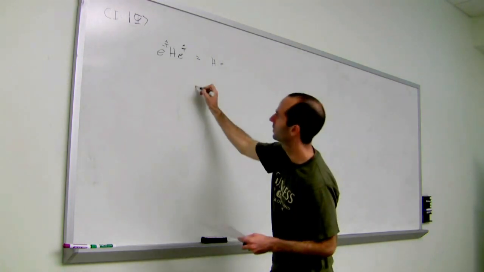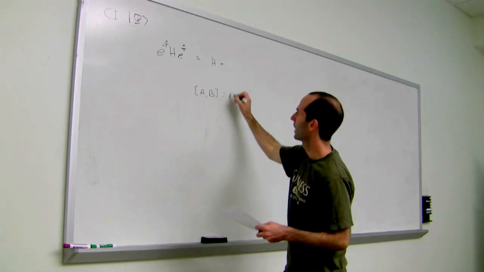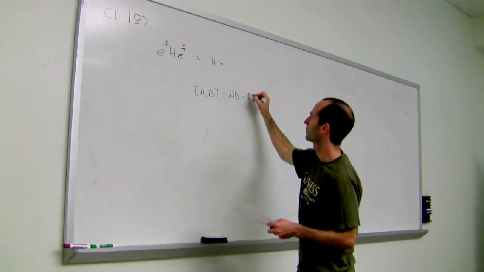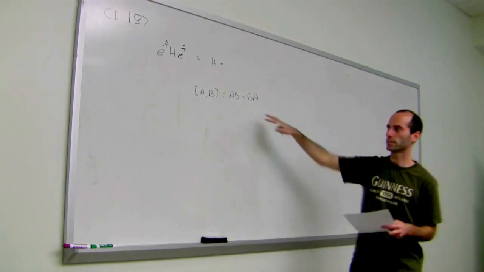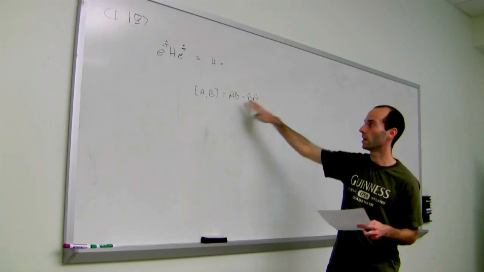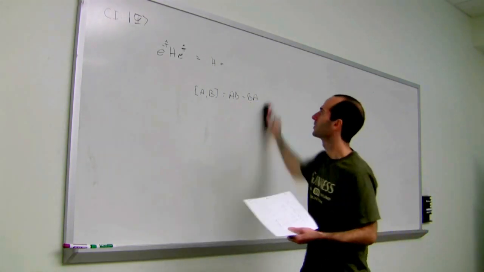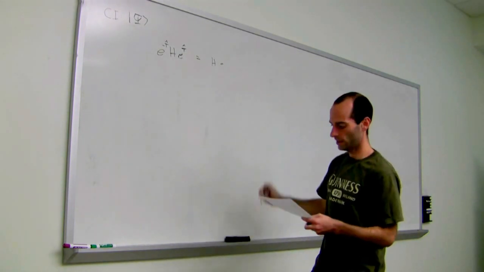You guys know what a commutator is? The commutator of A with B is equal to AB minus BA. And if this is equal to 0, you say that these operators commute. And if this is equal to a number, then they don't commute, and that's the value of the commutator. Okay, so we're going to have a whole bunch of nested commutators.